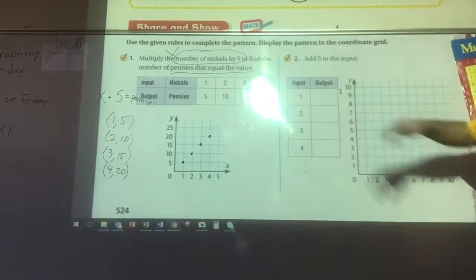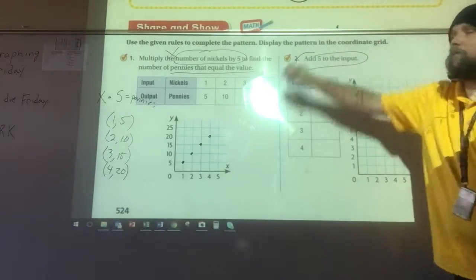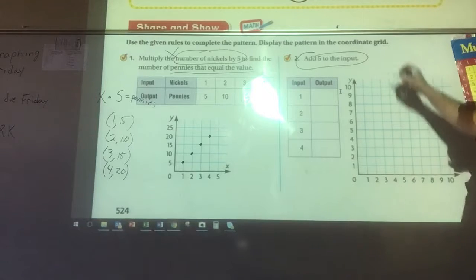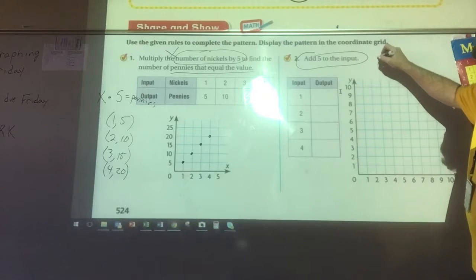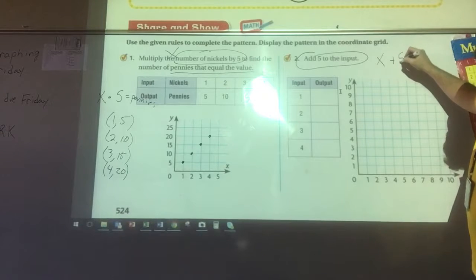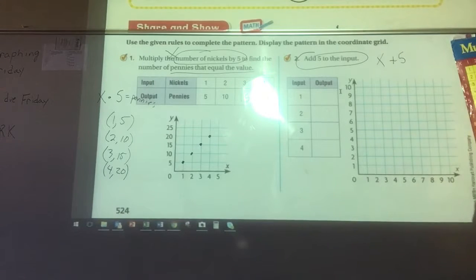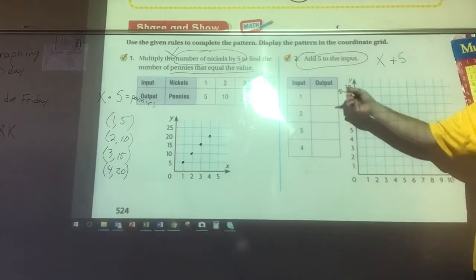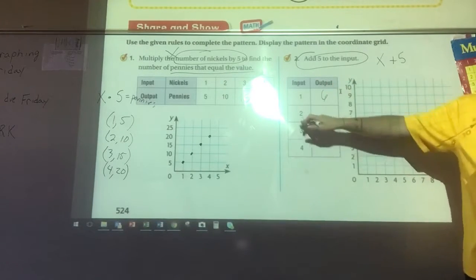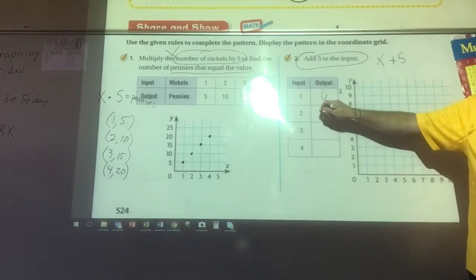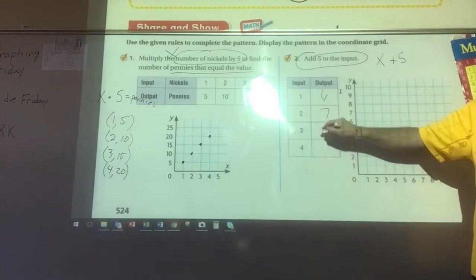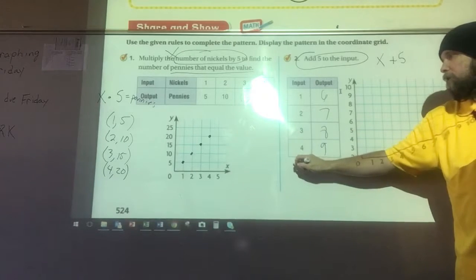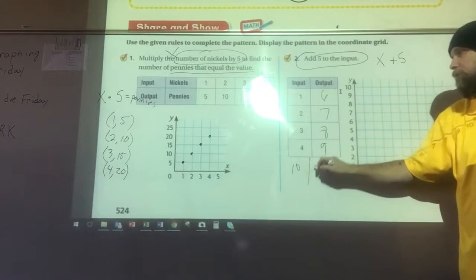Okay, here. We add 5 to the input. So it's what kind of pattern? Additive. An additive pattern. So it's going to be x, which is the input, plus 5. That would be my rule. X plus 5. So the input's 1, the output is, class? 6. The input's 2, the output is? The input's 3, the output is? The input's 4, the output is? 9. The input is 10, the output is?